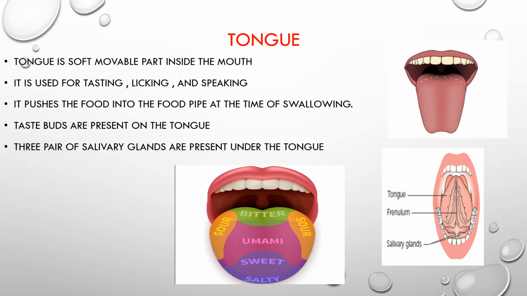The tongue also plays an important role in the process of digestion. It is a soft, movable part inside the mouth. It is used for tasting, licking and speaking. It pushes the food into the food pipe at the time of swallowing. Taste buds are present on the tongue. 3 pairs of salivary glands are also seen under the tongue. You can see it in the figure.